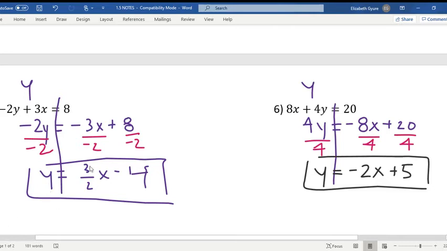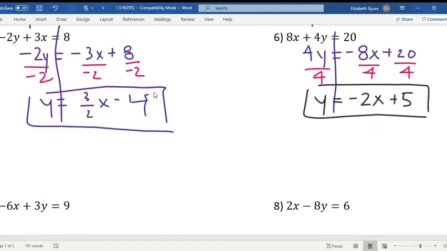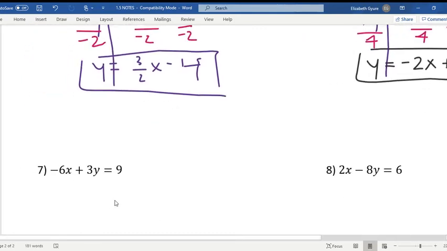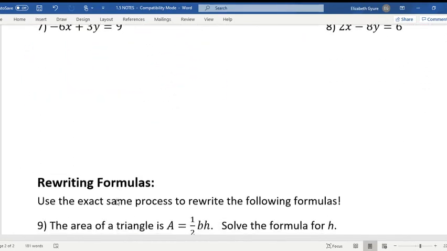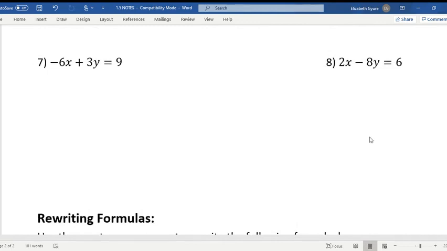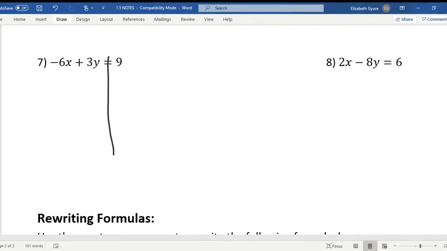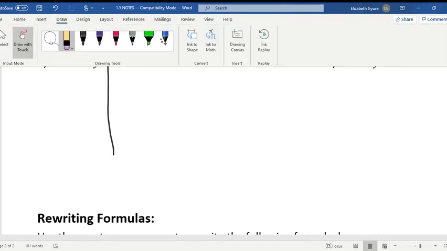All right, number 7. Number 7, we got negative 6x plus 3y equals 9. Put your 2 columns. We want to get y all by itself, so I'm going to start calling on people at home.